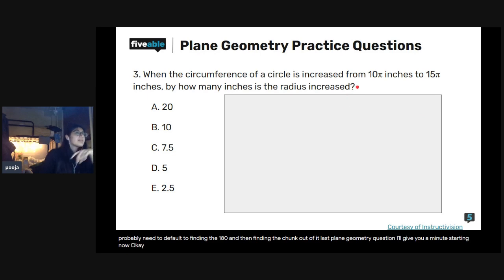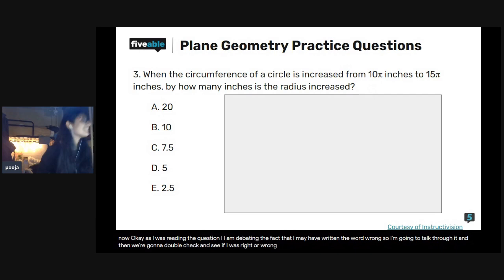Okay. As I was reading the question, I am debating the fact that I may have written the word wrong. So I'm going to talk through it, and then we're going to double check and see if I was right or wrong, because I don't think I was.